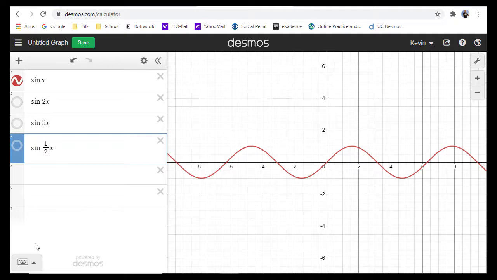One cycle goes from 0 to 2 pi. And remember, 2 pi would be 2 times 3.14, about 6.28. And if you look at the x-axis, it's ending just past the 6. So that's 0 to 2 pi.